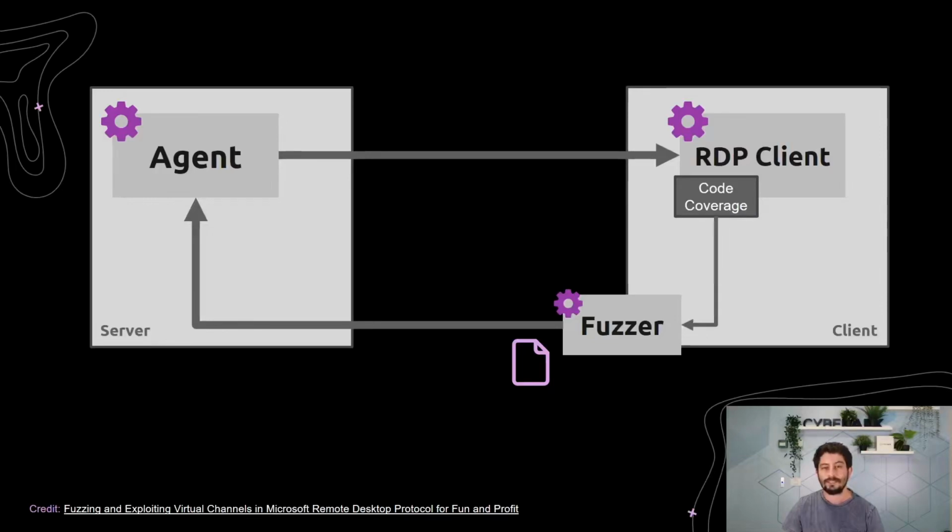The difference is that the inputs that the fuzzer generates are not directly fed into the target, but first they go to the server side, and an agent that we wrote reads them and sends them over the connection as if they came from the RDP server. So this looks something like this. And let me just mention that the same setup is used for the server-side fuzzing. Essentially, we just need to mirror everything.